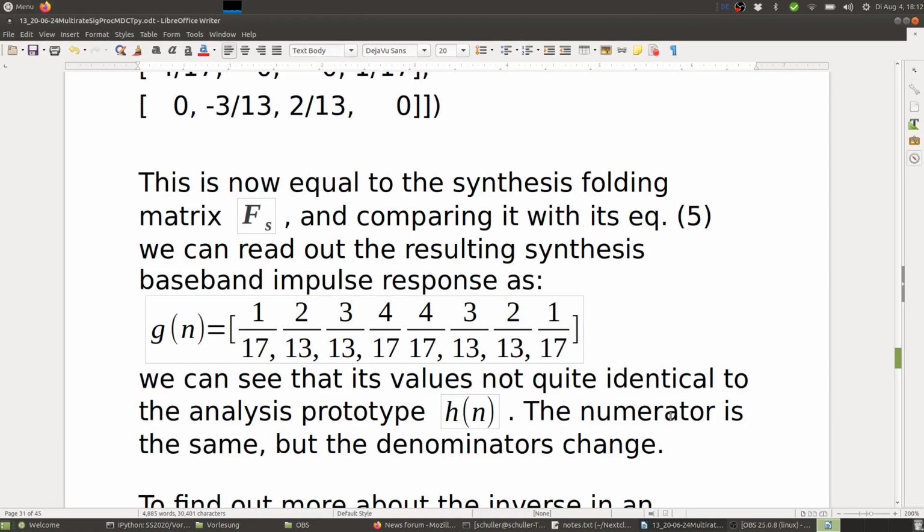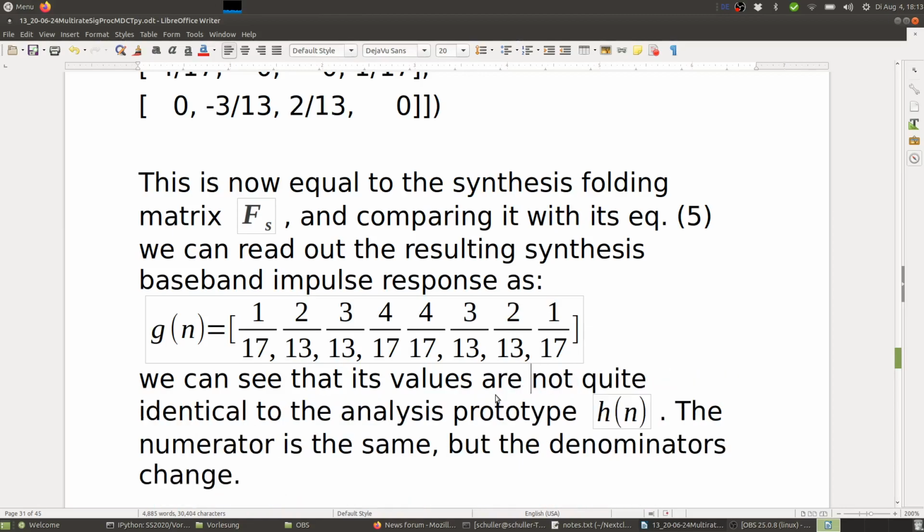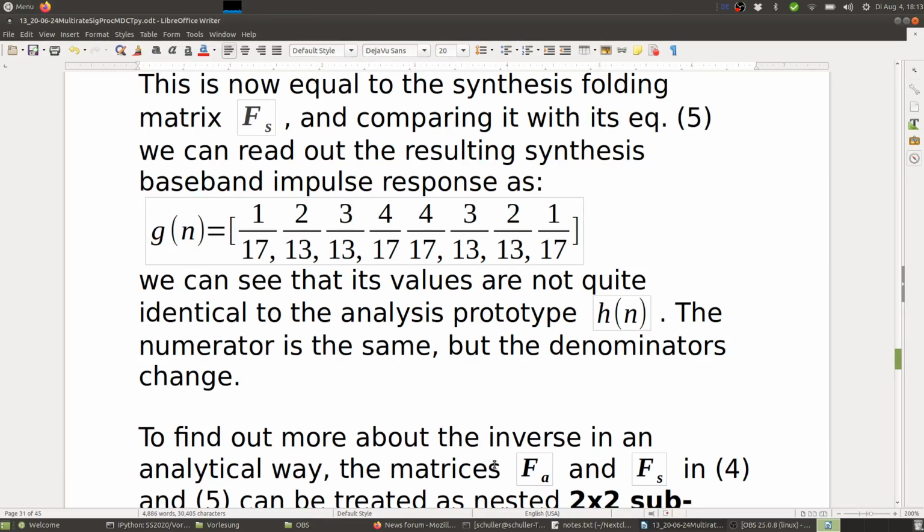We might have designed the analysis for having good frequency responses, but then the synthesis gives us something different, and we're not quite sure how good it is, right? So we can see that its values are not quite identical to the analysis prototype h of n. The numerator is the same, but the denominators change.